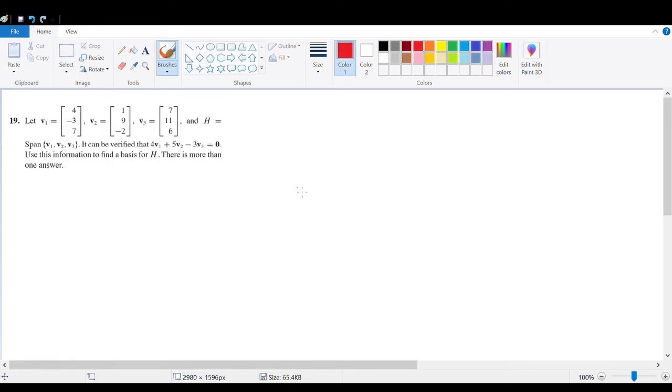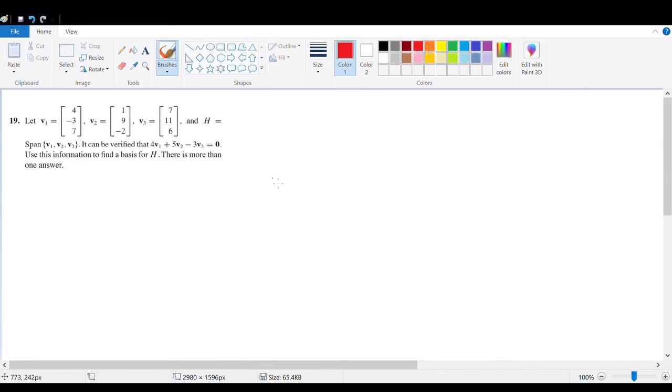In 19 we have three vectors v1, v2, v3, and H is equal to span of v1, v2, v3. It can be verified that 4v1 plus 5v2 minus 3v3 is equal to 0. Use this information to find the basis for H. There is more than one answer.